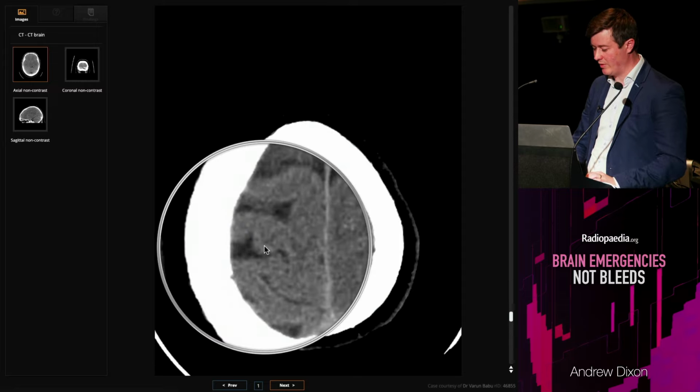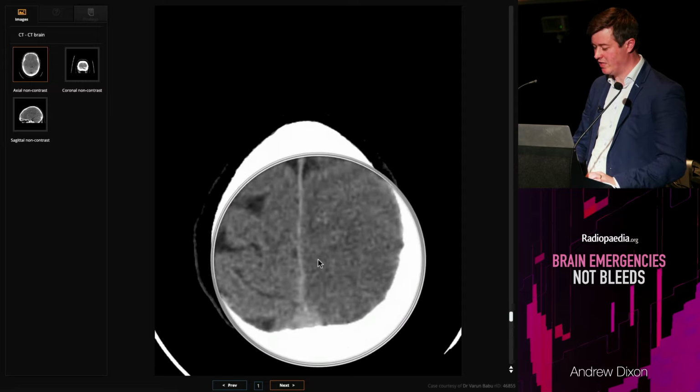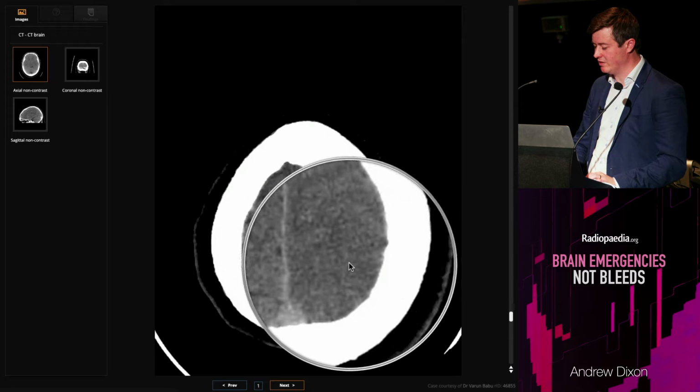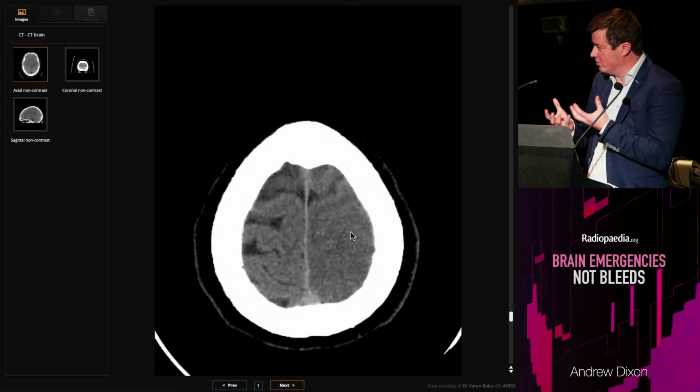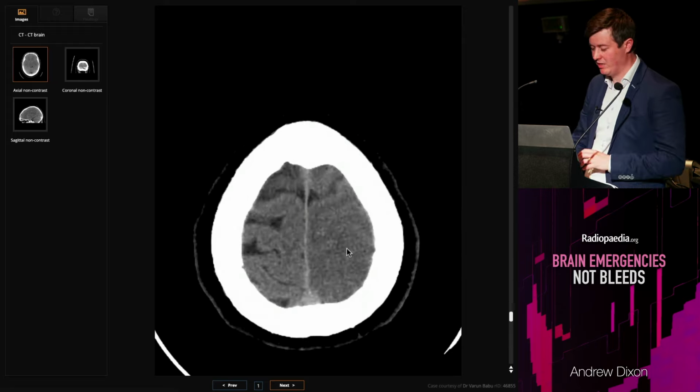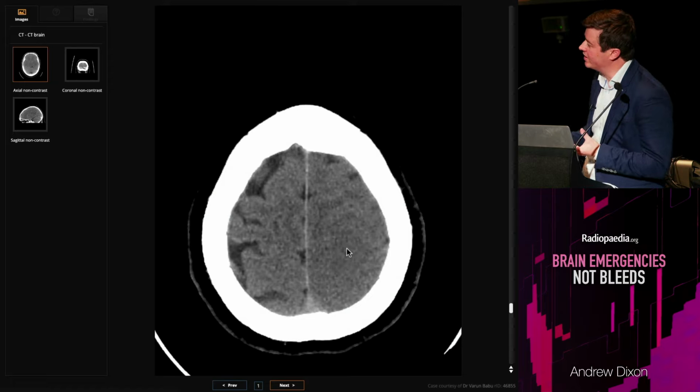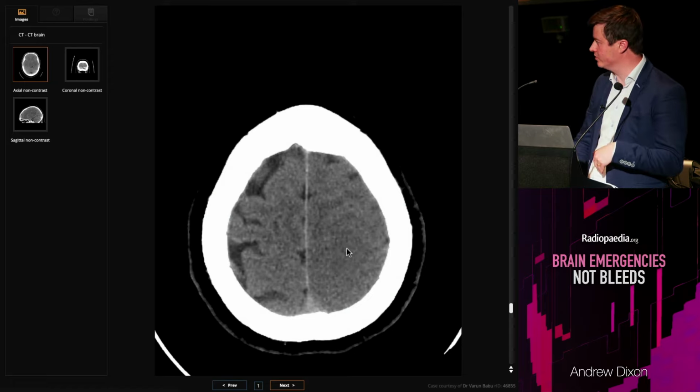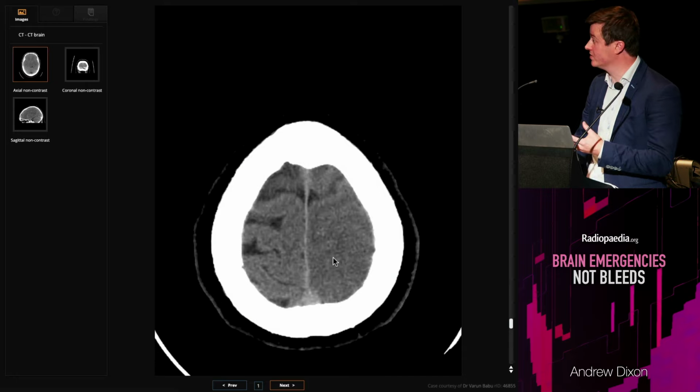You can see normal grey-white differentiation and sulcation on the right-hand side, but we've lost grey-white differentiation. We've got cerebral sulcal effacement, so we've got positive mass effect up here, and this is actually a venous infarct or venous edema secondary to their dural venous sinus thrombosis. So that is another cause of an infarct.